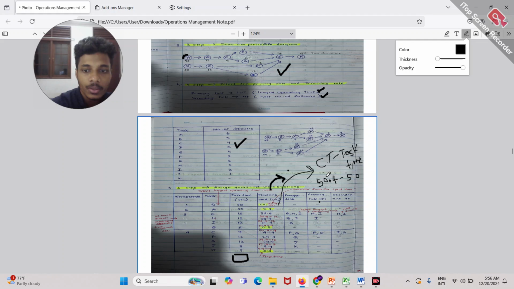Then for the remaining time, how to calculate it: cycle time minus task time, right? Therefore 50.4 minus 50, you can put 0.4 in remaining time, right? There are no more tasks under the primary rule, LOT, or the secondary rule. So then you can move to the second station, because this one is already completed, right? Cycle time is 50.4, no?